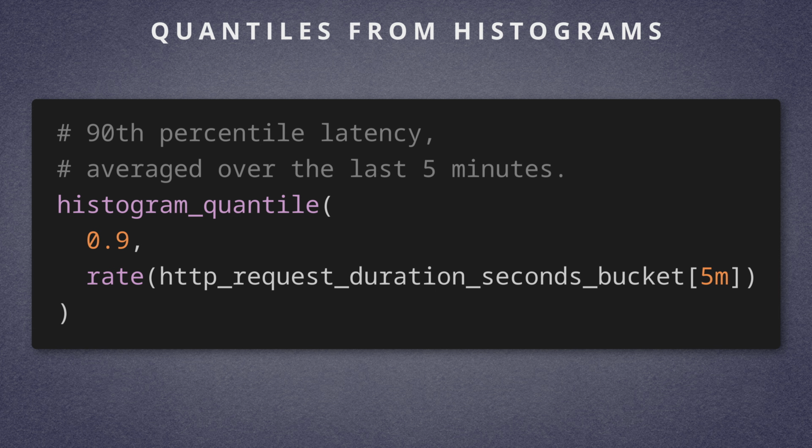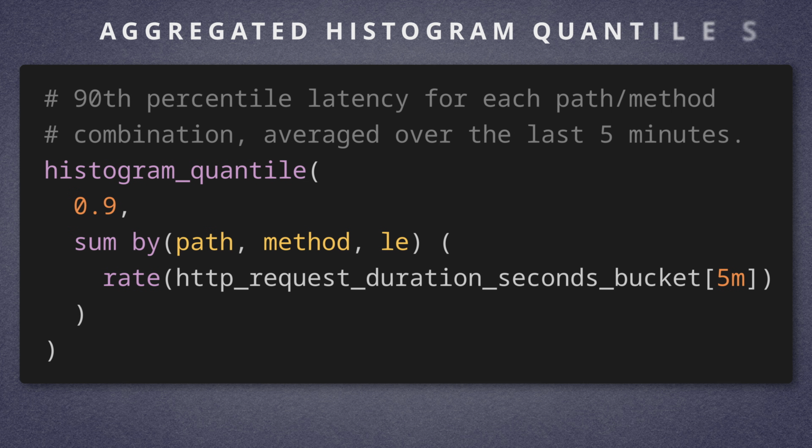That way, you constrain the input histogram to only the events that have happened within a known and recent time range, rather than some arbitrarily long time range from whenever your application last restarted. And histograms also allow you to aggregate between instances or other label dimensions using the sum operator. Just always be sure to preserve the special LE label in aggregation so that you still end up passing a valid histogram into the histogram quantile function.